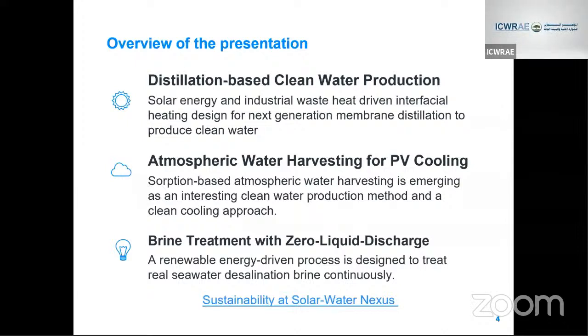Now, the second topic is on atmospheric water harvesting. In this part, I will not talk to you about harvesting atmospheric water to produce fresh water. Instead, I will be focusing on harvesting atmospheric water vapor to help PV to cool. Therefore, you can have more electricity from the same PV panel.